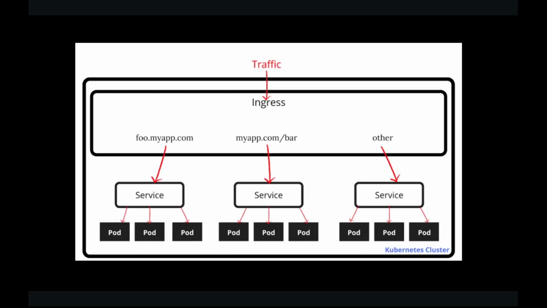Whereas in ingress, we can use a single ingress to direct the traffic to multiple services. We can see the traffic comes to my ingress, and here I have three services. First, I have configured foo.myapp.com, second is myapp.com/bar, and slash, all the other traffic, will route to the third service. So I have defined these three rules inside my ingress, and based on the rules it is directing the traffic. If the user types foo.myapp.com and hits enter, the traffic will be routed to this particular service. If an external user types myapp.com/bar in the browser, then the traffic will route to the second service, and all the other traffic will route to the third service.